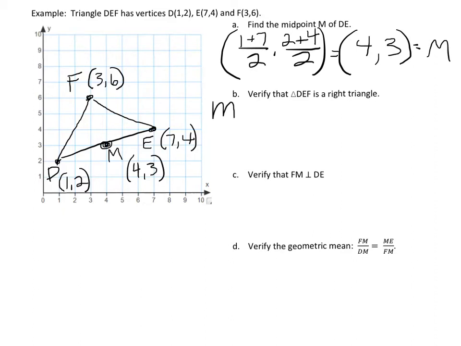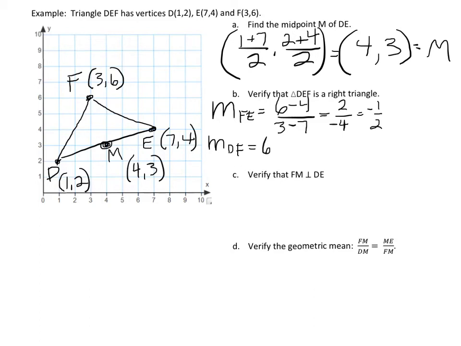So I'm going to do M, the slope of FE. That's rise over run, so change in Y over change in X. I'm doing FE, so I do 6 minus 4, and be consistent, so I'm going to do 3 minus 7. That gives me 2 over negative 4, which equals negative 1/2. So I hope the slope of the other one is positive 2. We'll see. Just looking at it, it looks like it is. But I will solve it out just to make sure.